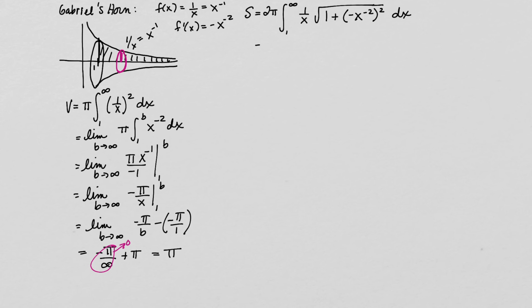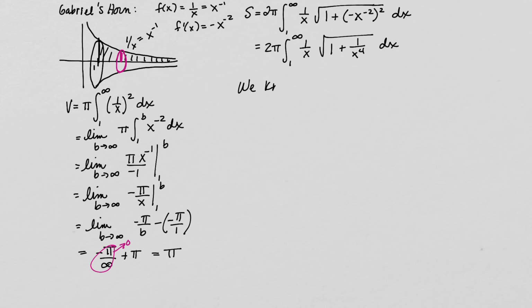Okay. So this becomes 2 pi, the integral from 1 to infinity of 1 over x square root of 1 plus 1 over x to the 4th dx. And the problem is this is an integral that we don't know how to integrate. None of the techniques that we know would work on this integral, so this is not really one that we can do by hand. What we can do, though, is use an integral that I do know how to do.